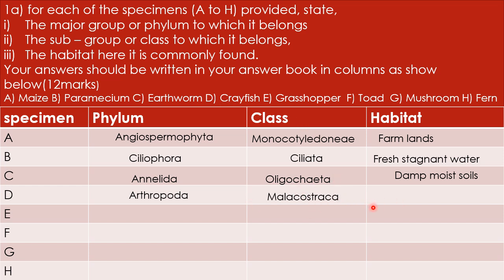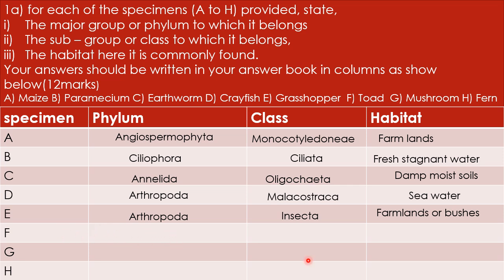Then friends, its habitat. Great, you can say sea water. Like I said, don't say marine water, rather say sea water. Good. Then guys, specimen E. What's specimen E? The grasshopper. Good. So what's its phylum? Excellent, phylum Arthropoda. Class, guys, class Insecta. Perfect. Then friends, the habitat. Perfect. You can say on farmlands or bushes. Good. It is still good.